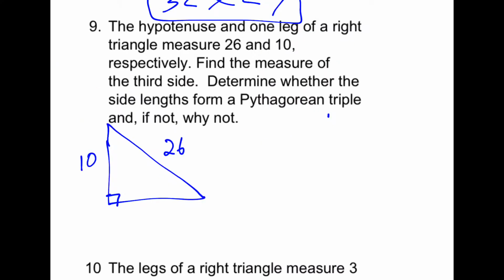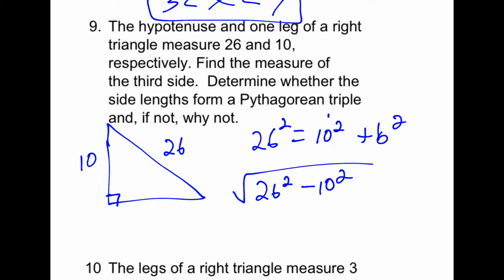For number 9, I drew a right triangle. I labeled the hypotenuse as 26, and I labeled one of the legs as 10. This tells me that 26 squared is equal to 10 squared plus b squared. If I was looking to enter this into my calculator directly, I would take the square root of 26 squared minus 10 squared. Since we know the hypotenuse, we can subtract. And this value, it turns out, is just 24.